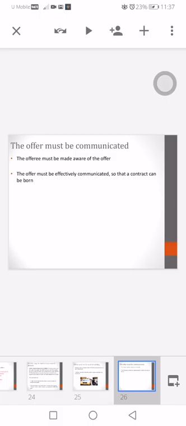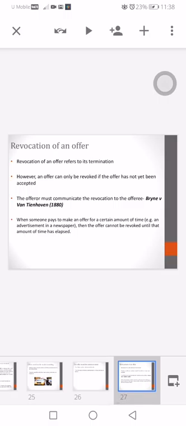The offer must be communicated. The offeree must be made aware of the offer. The offer must be effectively communicated so that a contract can be bound. Revocation of the offer. Revocation of an offer refers to its termination. However, an offer can only be revoked if the offer has not yet been accepted. The offeror must communicate the revocation to the offeree. Based on the case Brian v Van Den Hoven, 1818, when someone pays to make an offer for a certain amount of time, in an advertisement in the newspaper, their offer cannot be revoked until that time has elapsed.